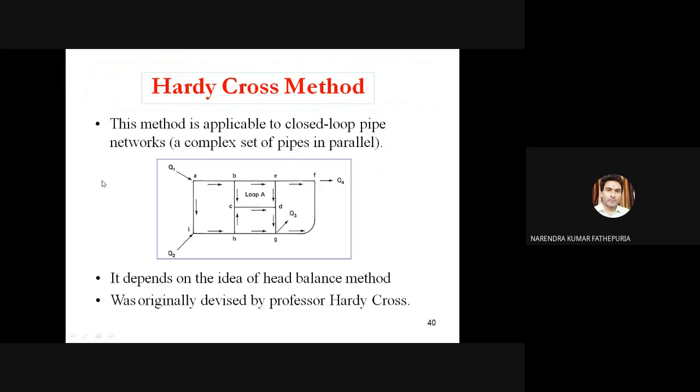So the Hardy-Cross method is applicable to closed loop pipe networks, a complex set of pipes in parallel. It depends on the idea of the head balance method and was originally developed by Professor Hardy-Cross. You see, this is Q in, and finally this is Q out, Q4. So you can represent here Q1, Q2, Q3 and Q4. Finally, water will be coming out. Water is flowing, distributing in two channels, Q1, Q2. Suppose here Q11 and Q12, and here Q2, so Q21 and Q22, like this.